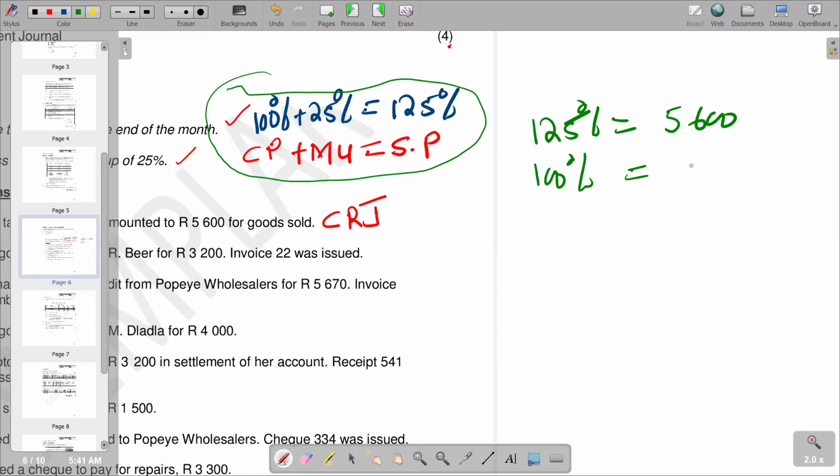Our cost price is our cost of sales. We take note of that. Obviously, in that case, we are going to get a figure which is less. So very important there. And then we make a simple representation.